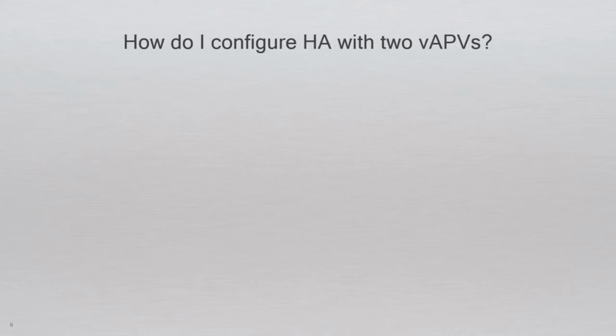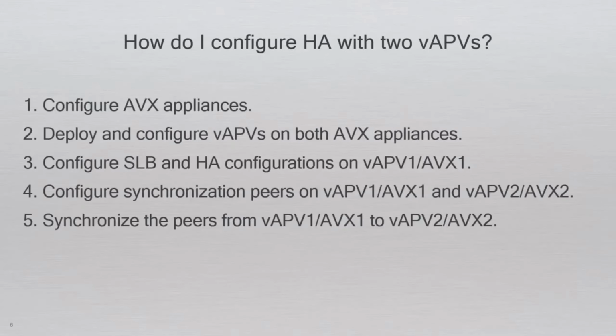To configure HA with two vAPVs, there are 5 key steps. Number 1, configure AVX appliances. Number 2, deploy and configure vAPVs on both AVX appliances. Number 3, configure SLB and HA configurations on vAPV1. Number 4, configure synchronization peers on vAPV1 and vAPV2. And number 5, synchronize the peers from vAPV1 to vAPV2.